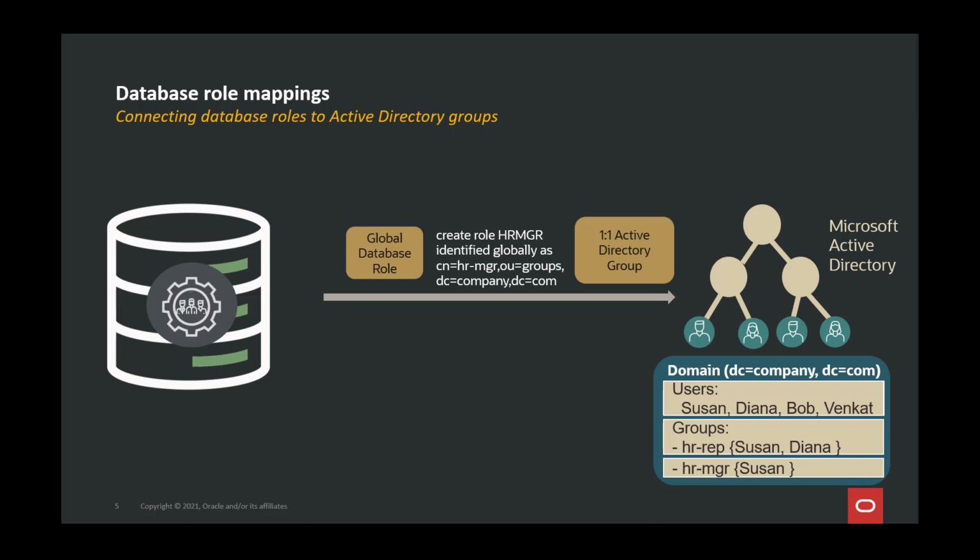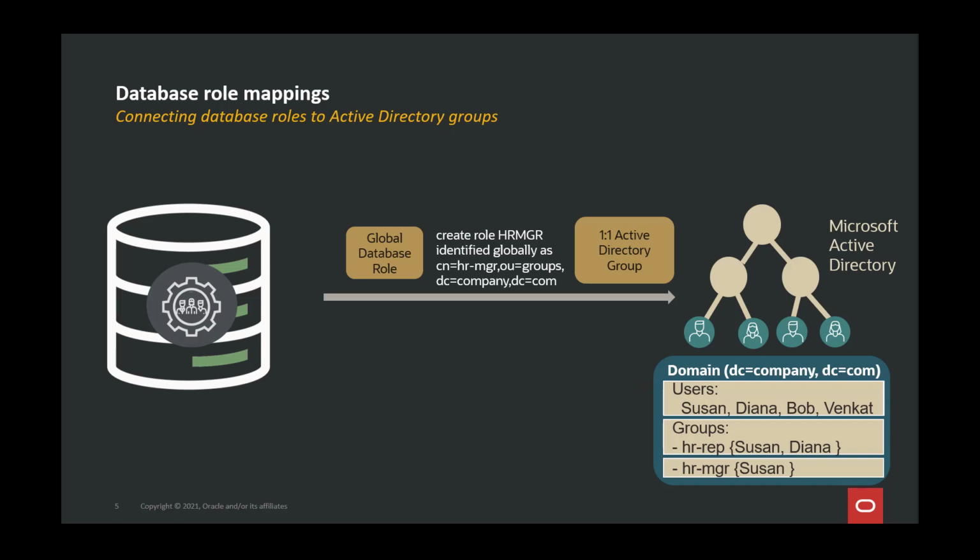In the lower right-hand corner, you get an idea what my Active Directory looks like. It's a very simple one. I've only got 4 users in it, Susan, Diana, Bob, Venkat, and I've got 2 groups, HR Rep, which has Susan and Diana, and I have another group, HR Manager, which is just Susan.